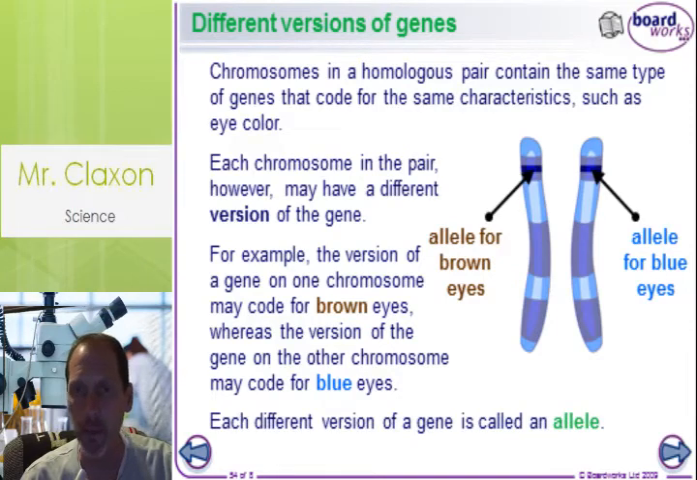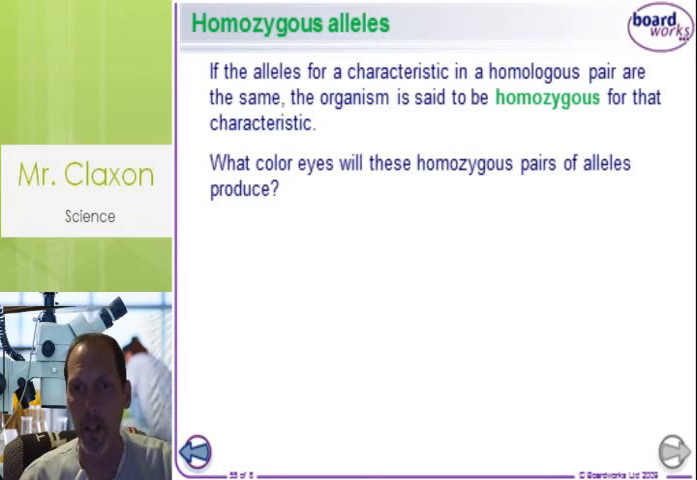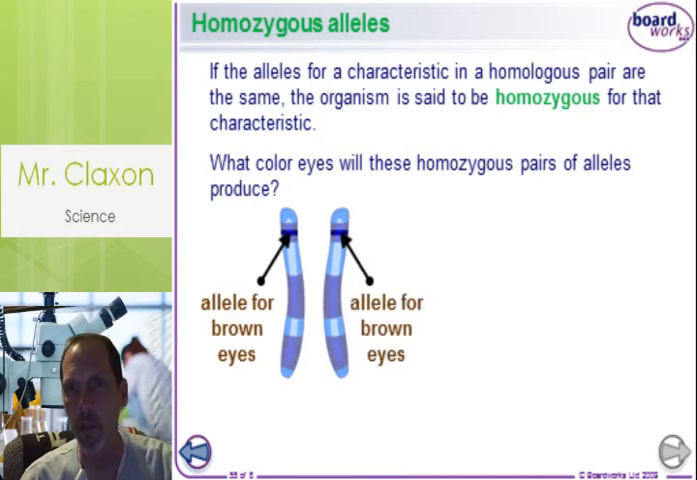So that's what an allele is. Okay, a few more terms here. When you have a case where it's brown eyes on this allele and brown eyes on this allele, they're the same. So there's a term for that. They call it homozygous. This prefix homo actually means same, and so that stands for two alleles that are the same on a chromosome.